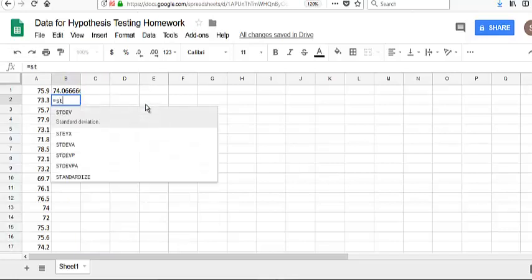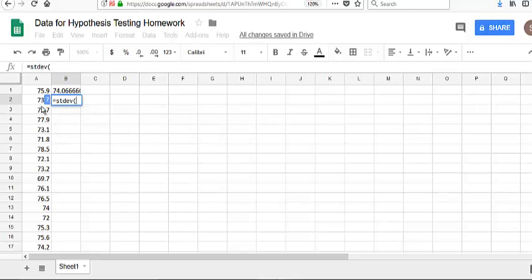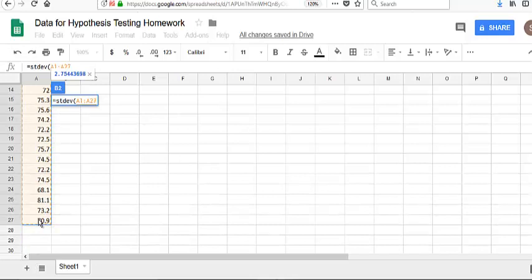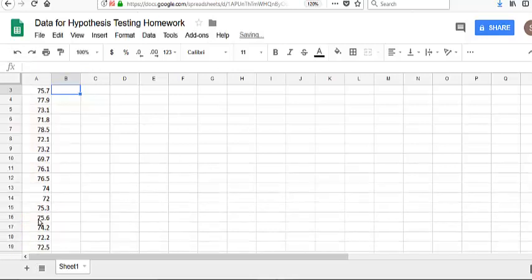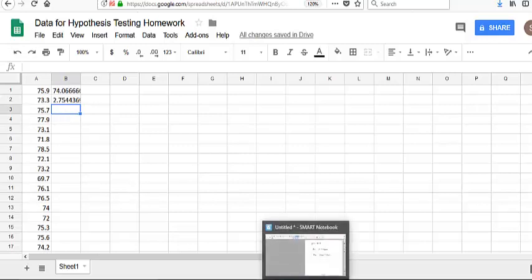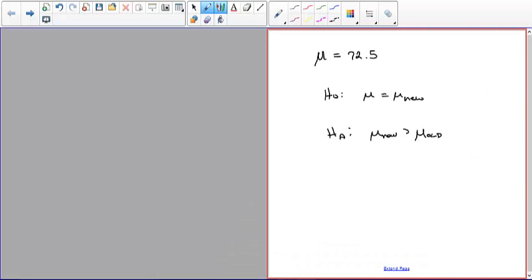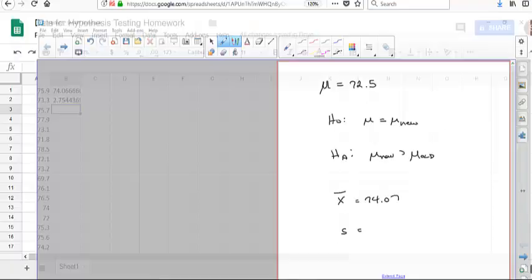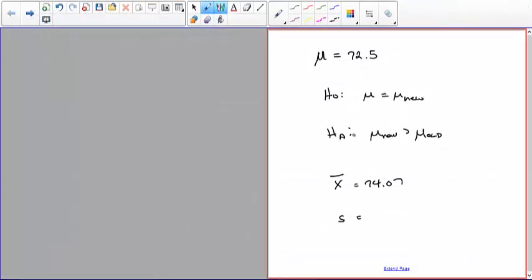And then we'll do the standard deviation. So equals STDEV, left parenthesis, highlight the 27 cells, right parenthesis, enter, scroll back up, 2.75. So let's write those on our sheet. The sample mean is 74.07, and the sample standard deviation is 2.75.